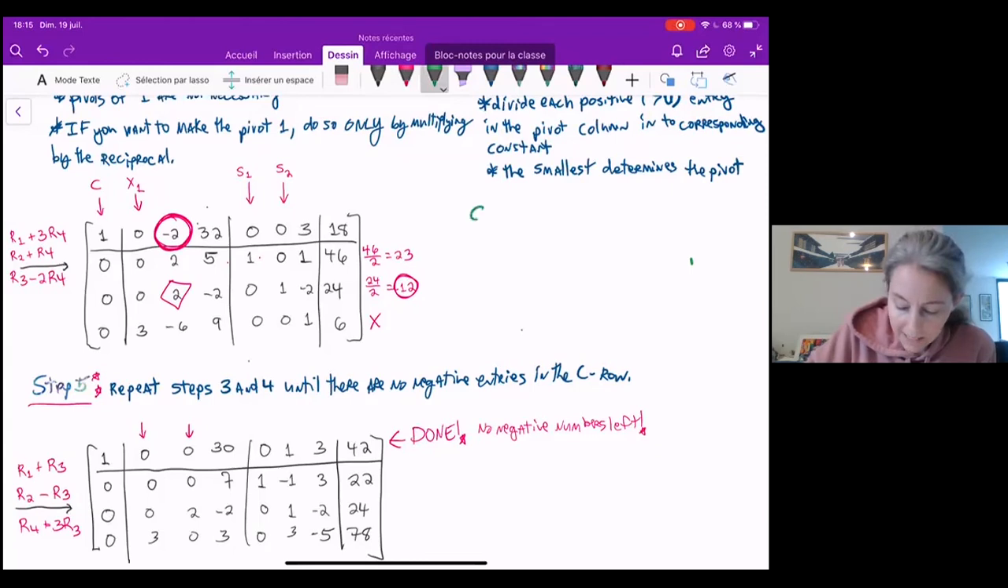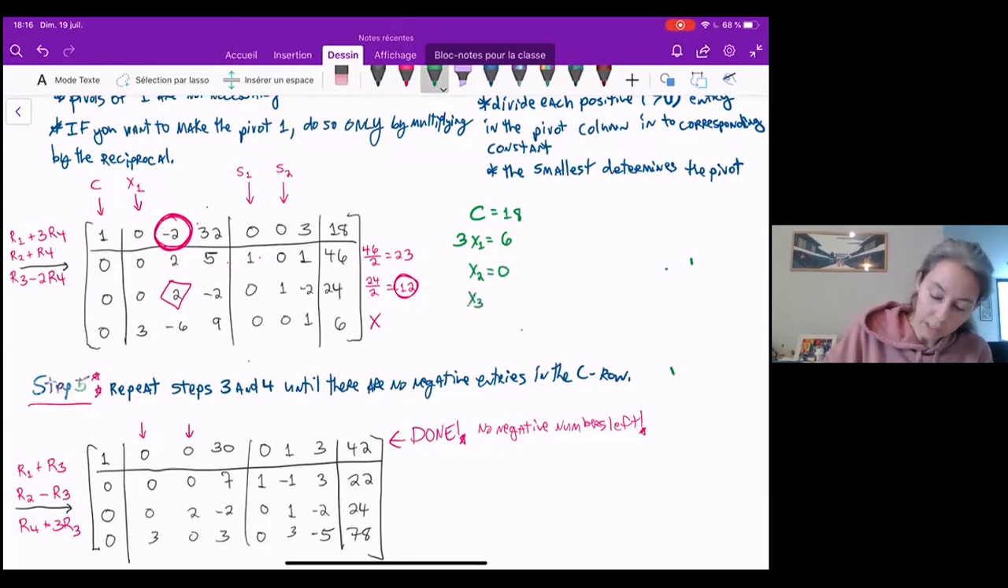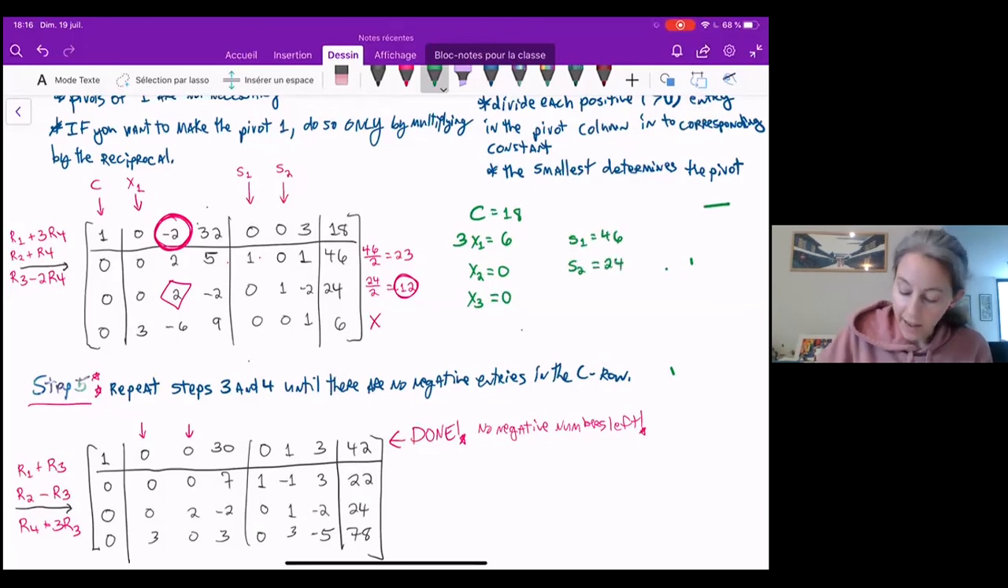So in other words, my C will be equal to 18. My X1 will equal 6, except we have to divide that 6 by 3 because it's not a pivot of 1, it's a pivot of 3. So I'll have 3x1 is equal to 6. X2 doesn't have a pivot, so it's 0. X3 doesn't have a pivot, so it's 0. S1 does have a pivot, it's 46. S2 does have a pivot, it's 24. And S3 also is not a pivot, so it takes the value 0.